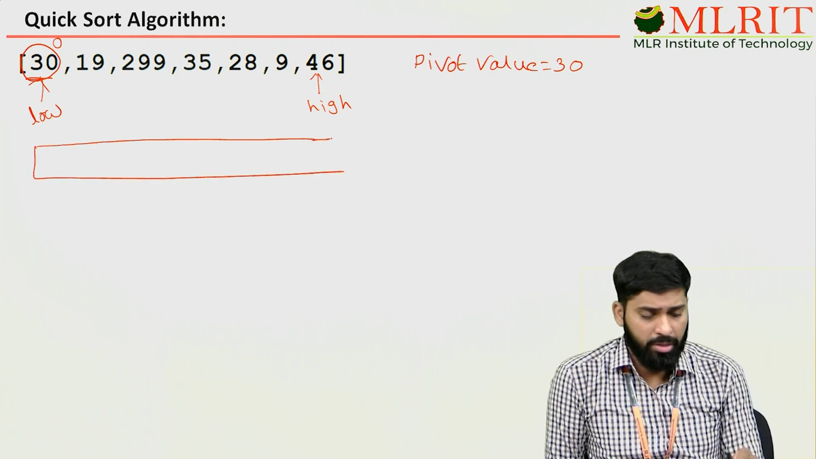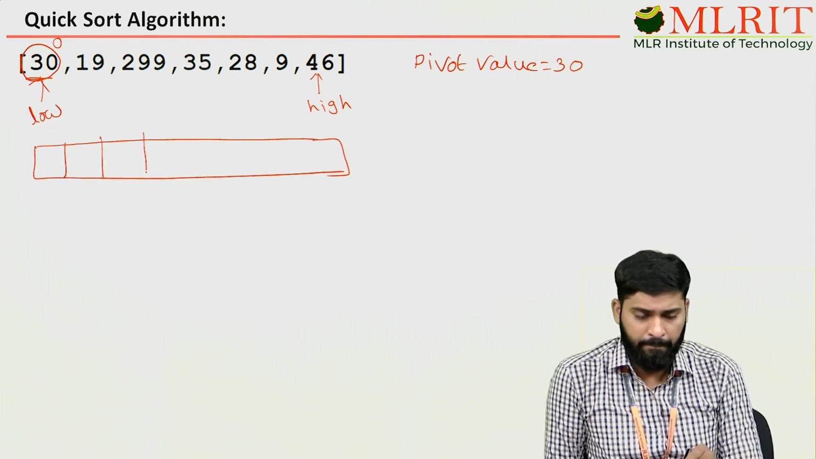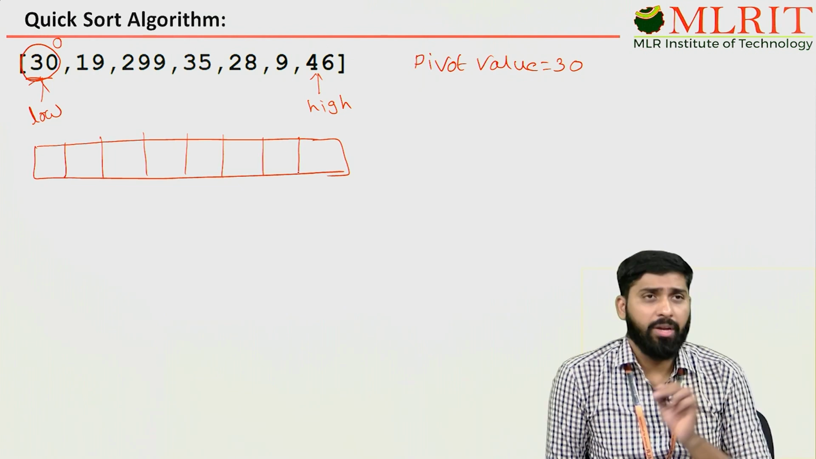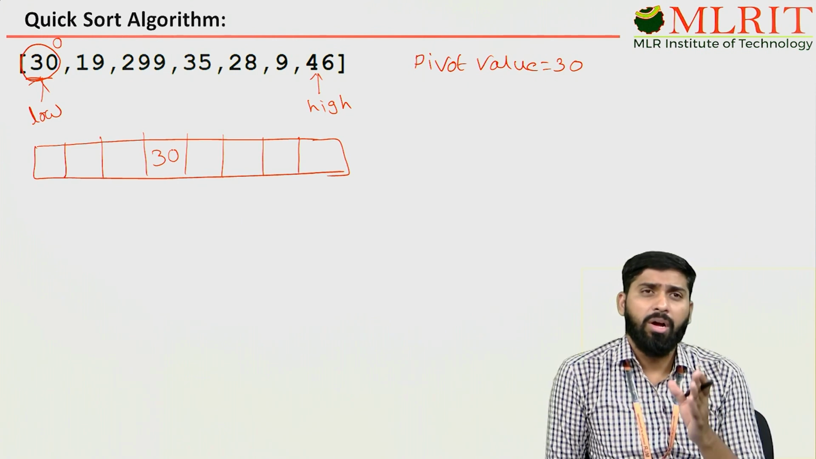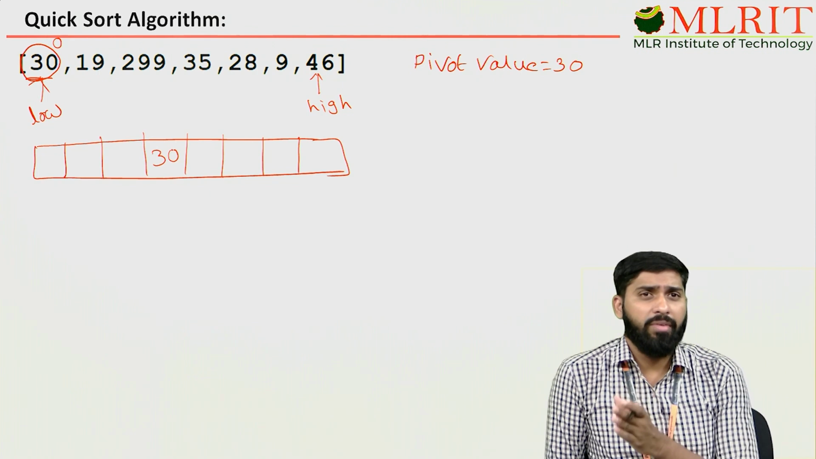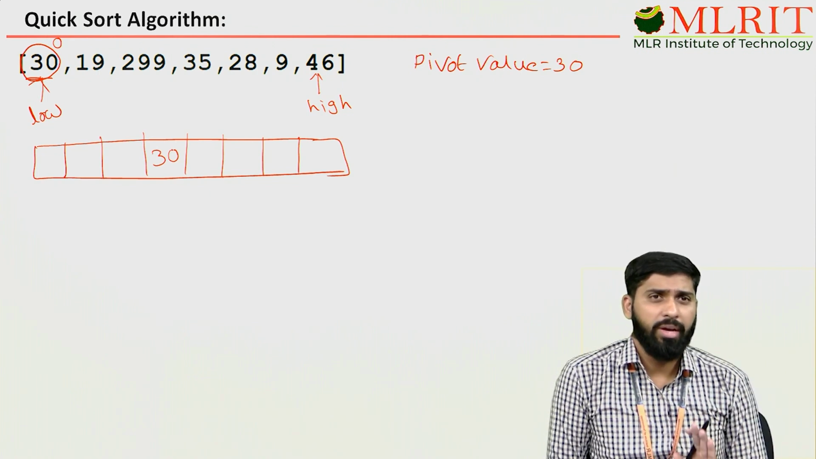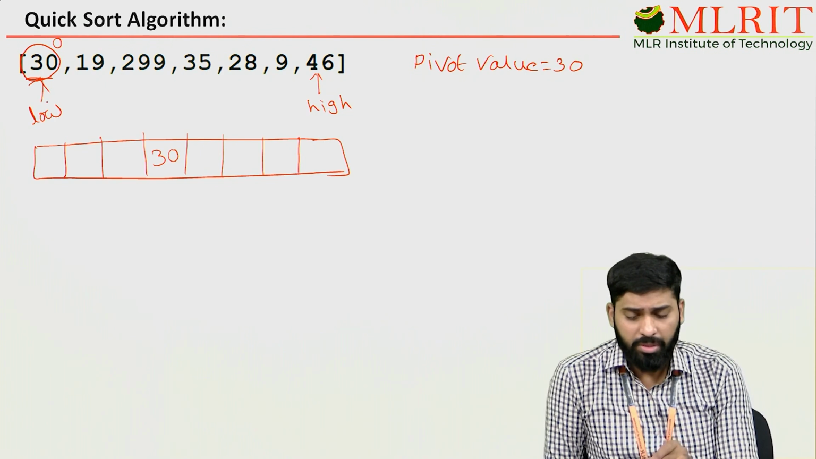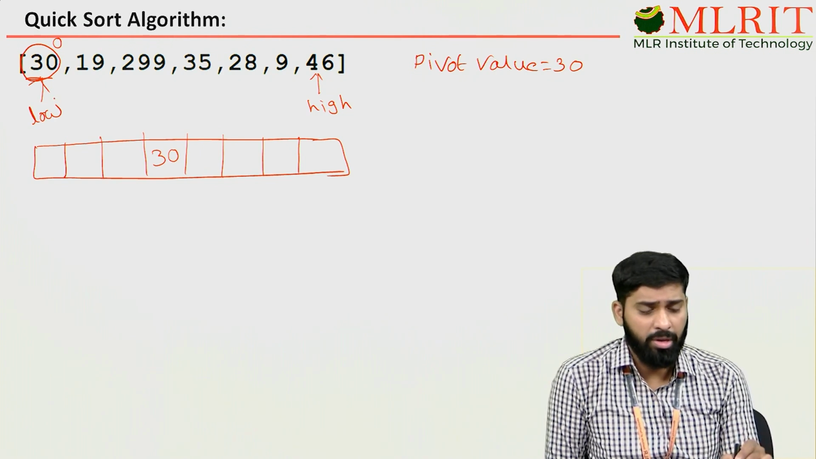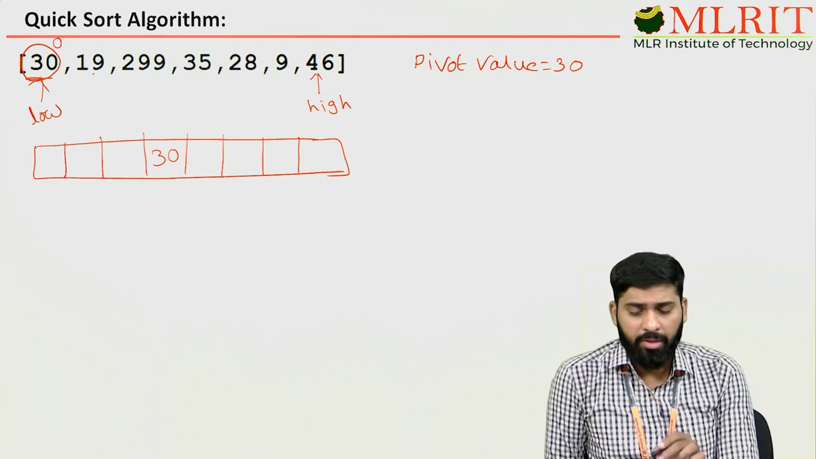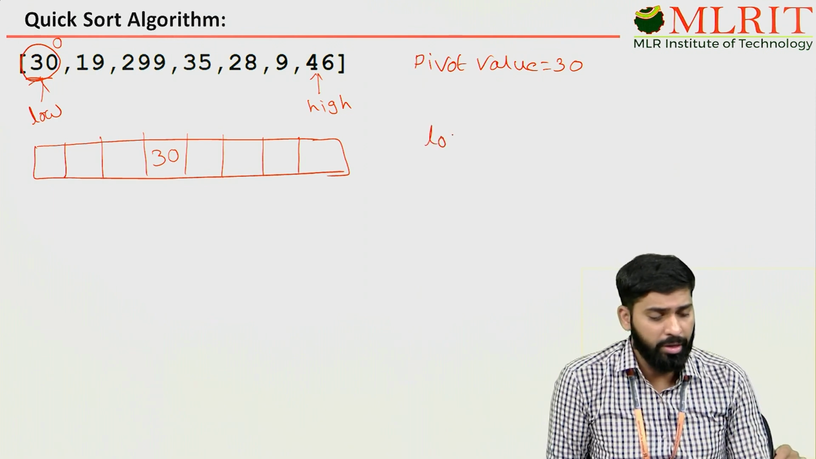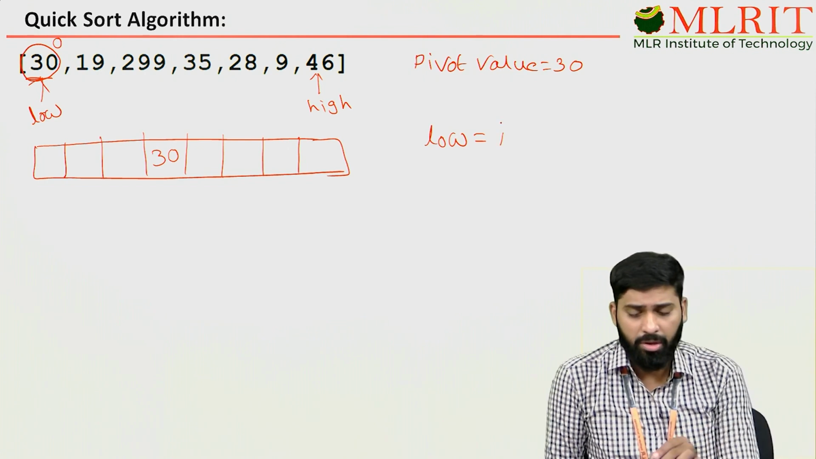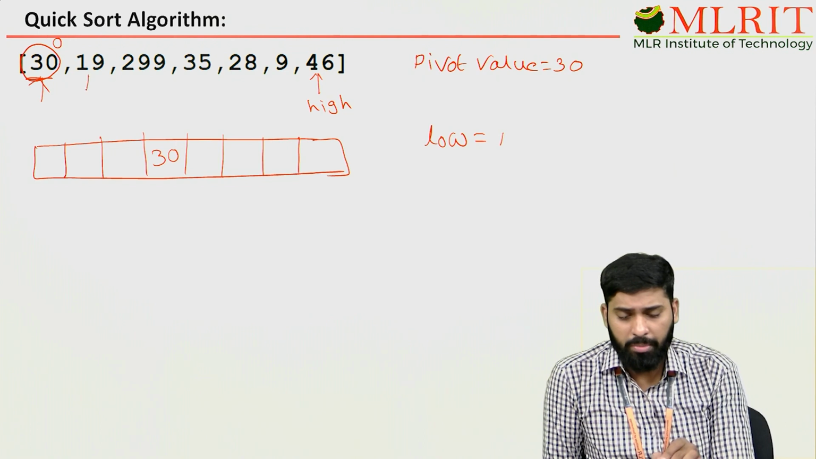Now let us assume, so this is the array. This is the 30 position. After one iteration, all the values less than 30 are stored on the left side, and all the greater values are stored on the right side. Now we see how. The 0th index is low, the last index is high. Now you compare 30 with 30. It is true, so increment low. Initially it is 0, now low becomes 1. This is the low.